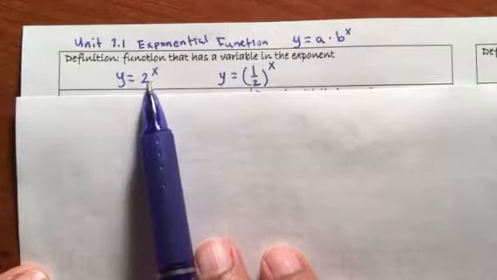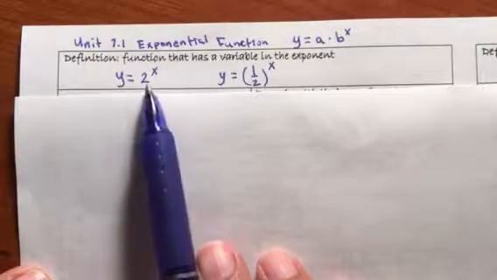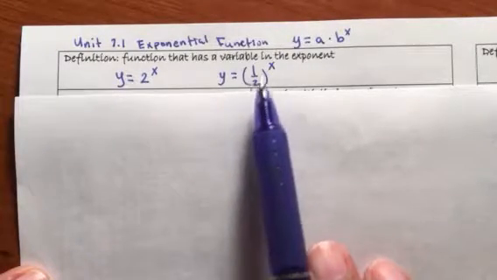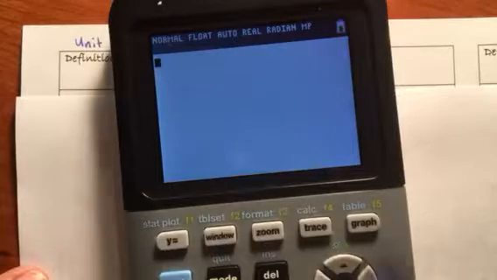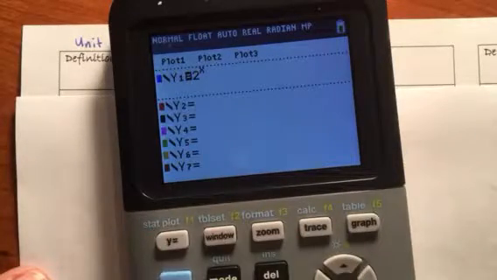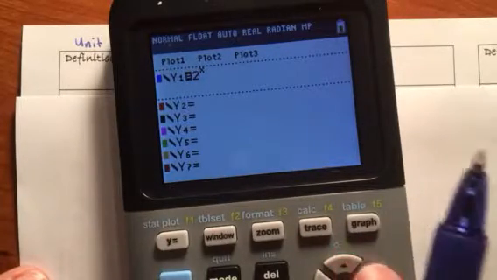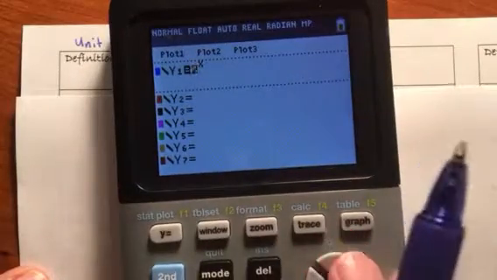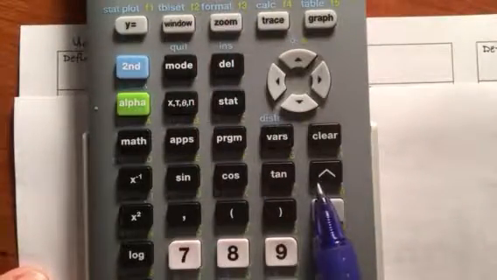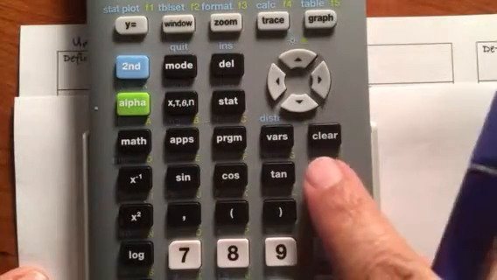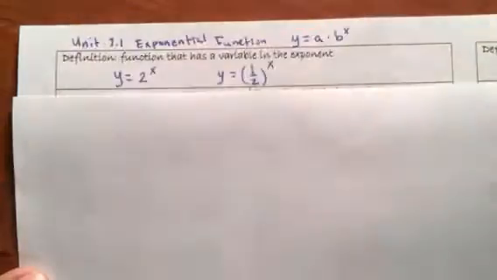So if you notice, here we have y equals 2 to the x power and y equals 1/2 to the x power. Now, just a quick reminder, you can put 2 to the x power in the calculator, so you would do that: 2 raised to the x power. Remember, to get that x to go up there, you just have to use the caret button and it lifts it up.